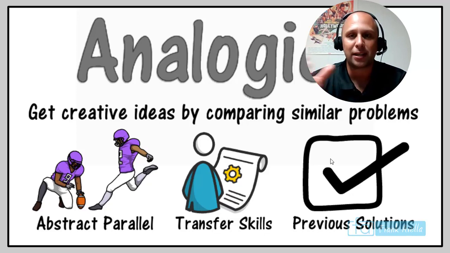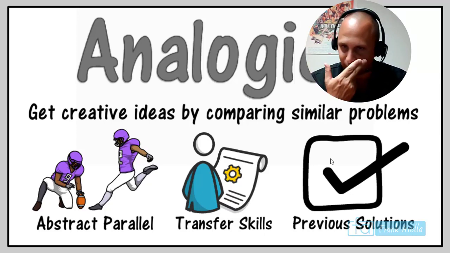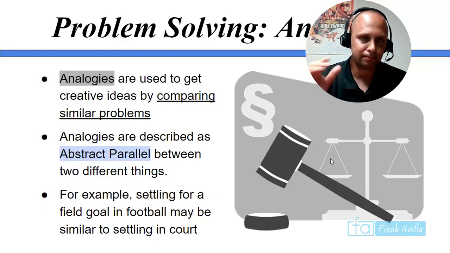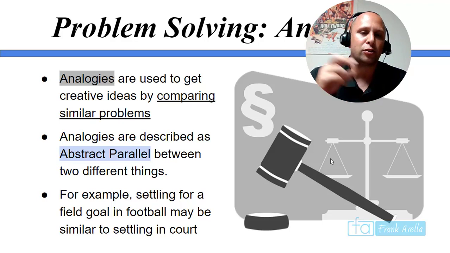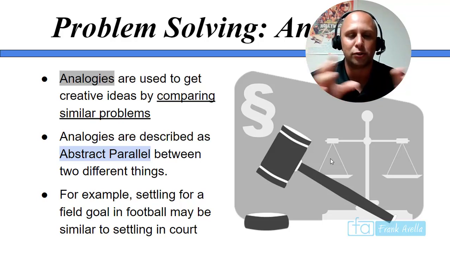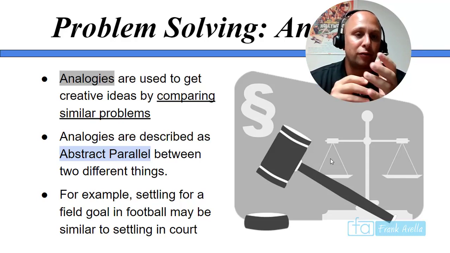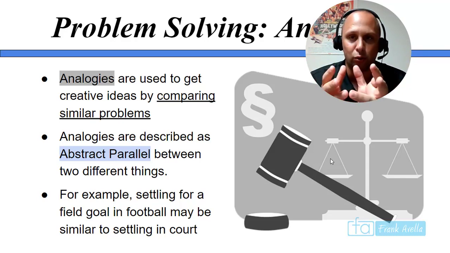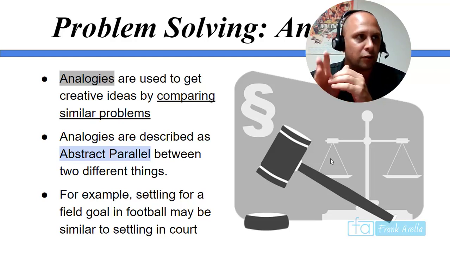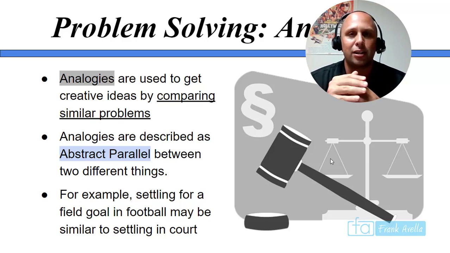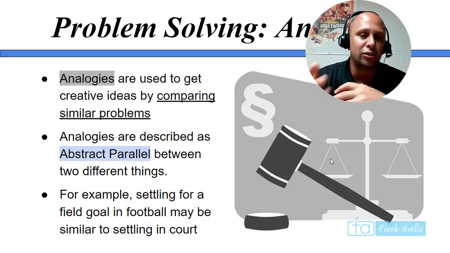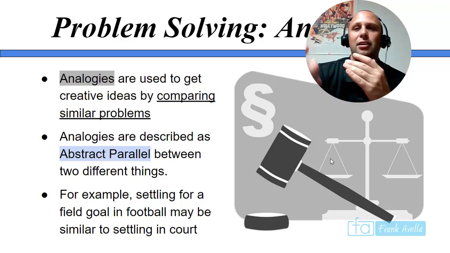Analogies. Get creative ideas by comparing it to similar problems. All right. So analogies are described as what's called an abstract parallel between two different things. For example, settling for a field goal in football may be similar to settling in court. So if you're the coach of a football team and you're driving down and you get down to the 15-yard line and you can't get a touchdown, do you go for it on fourth down and try to get the touchdown, or do you settle and just take the guaranteed 3 points instead of risking it for 7 points?